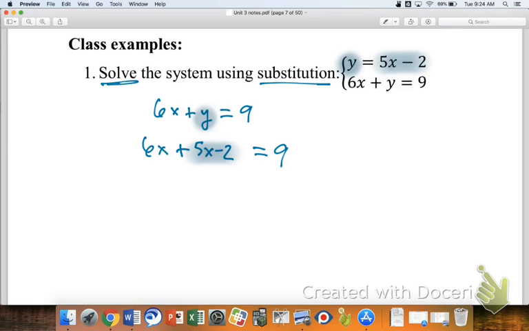Say again, Callie? Combining the 5x and the 6x. That's right. And if I did that, what would I get? 11x. Yep, 11x. Those are like terms. So 11x minus 2 equals 9.